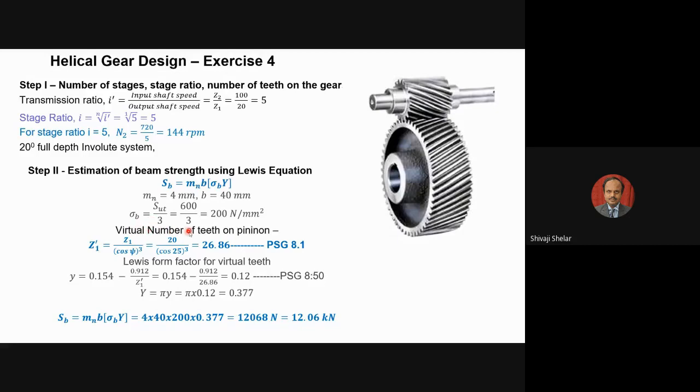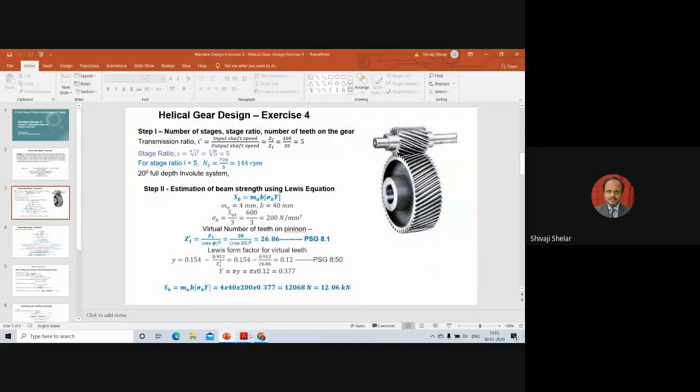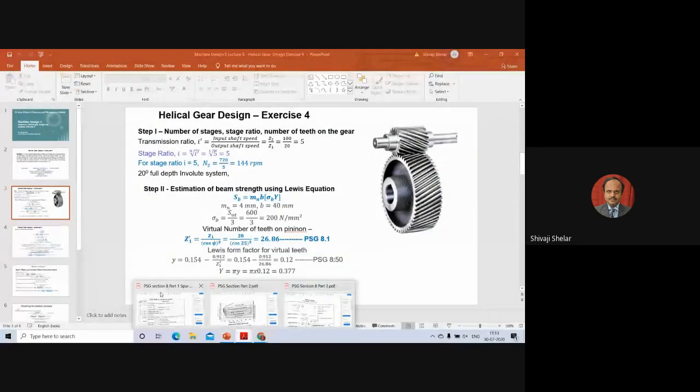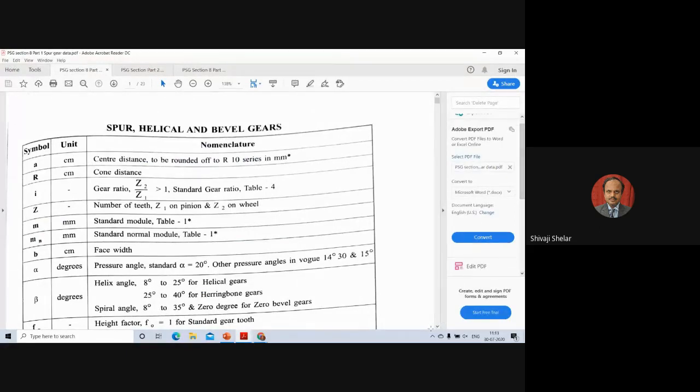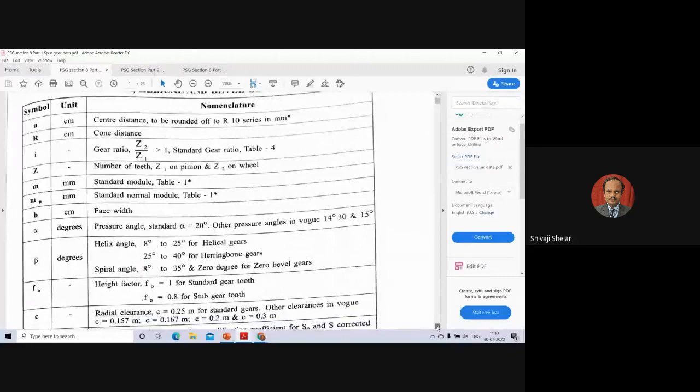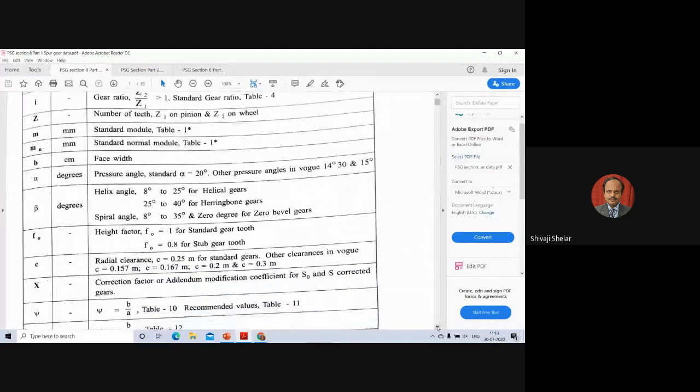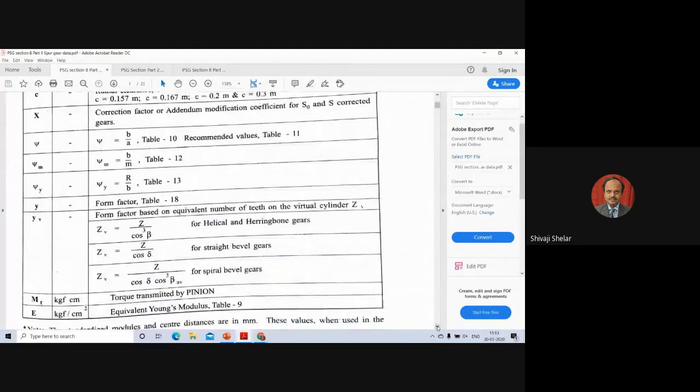So for the virtual number of teeth on the pinion, we calculate Z dash equal to Z1 upon cos cube psi, where Z1 is the actual number of teeth on the pinion, and this formula is available on PHG 8.1. For your understanding, I am showing this PHG formula, the virtual teeth formula on page number 8.1.